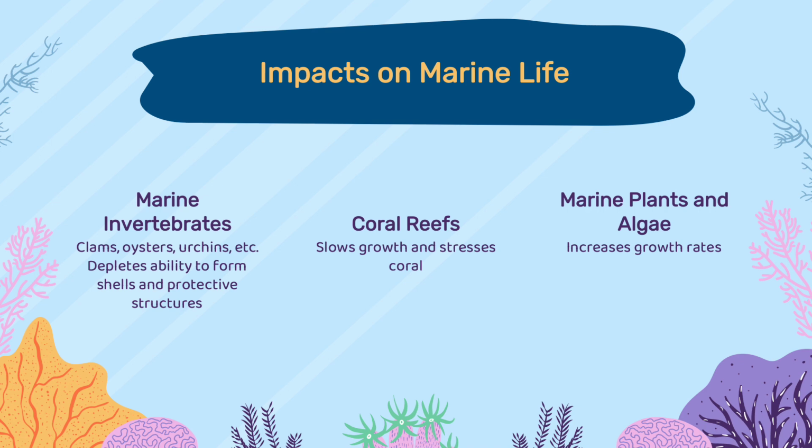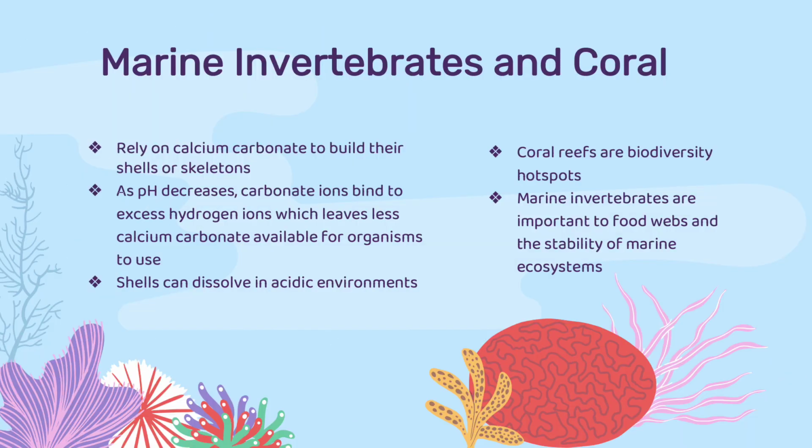Ocean acidification directly impacts marine life, specifically marine invertebrates, coral reefs, and marine plants and algae. Ocean acidification impacts marine invertebrates and coral since they rely on calcium carbonate to build their shells and skeletons. As pH decreases, carbonate ions bind to excess hydrogen ions, leaving less calcium carbonate available for these organisms. Additionally, shells can dissolve in acidic environments.